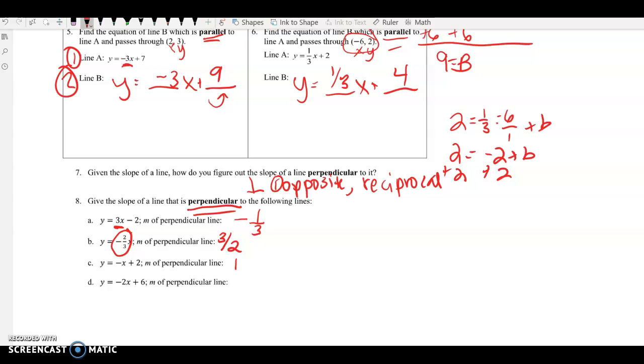D, opposite sign, so it's going to be positive. My slope will be +2. Okay, but I got to flip it still, so I'll get 1/2. All right, so opposite reciprocals. Ms. Fedorsky, how'd you get 1/2? Well, think about it. If I have 2, that's 2/1, right? It was negative, now it's positive. I have to flip it for my reciprocal. That's where I got 1/2.